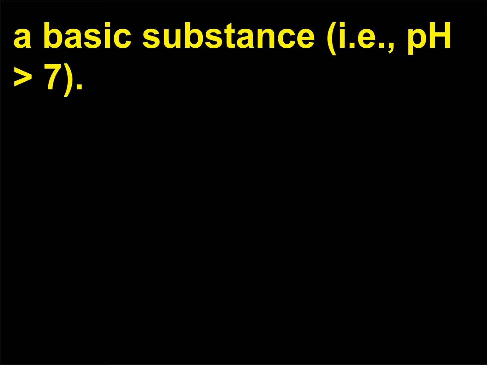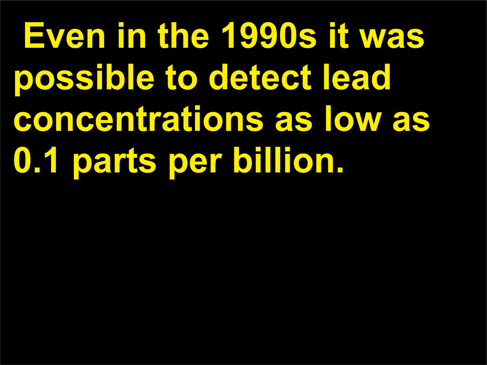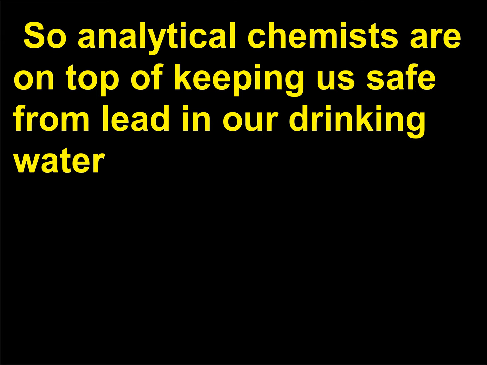So how little can we detect? Thankfully, way less than that. Even in the 1990s, it was possible to detect lead concentrations as low as 0.1 parts per billion. So analytical chemists are on top of keeping us safe from lead in our drinking water, as long as someone is checking on it regularly.